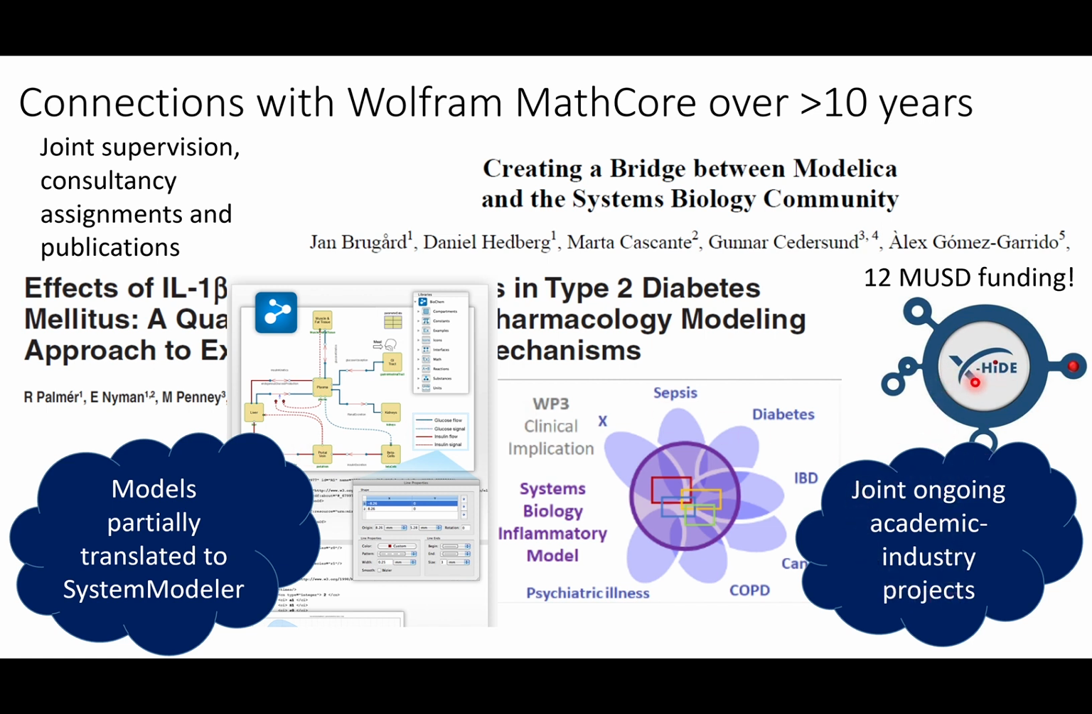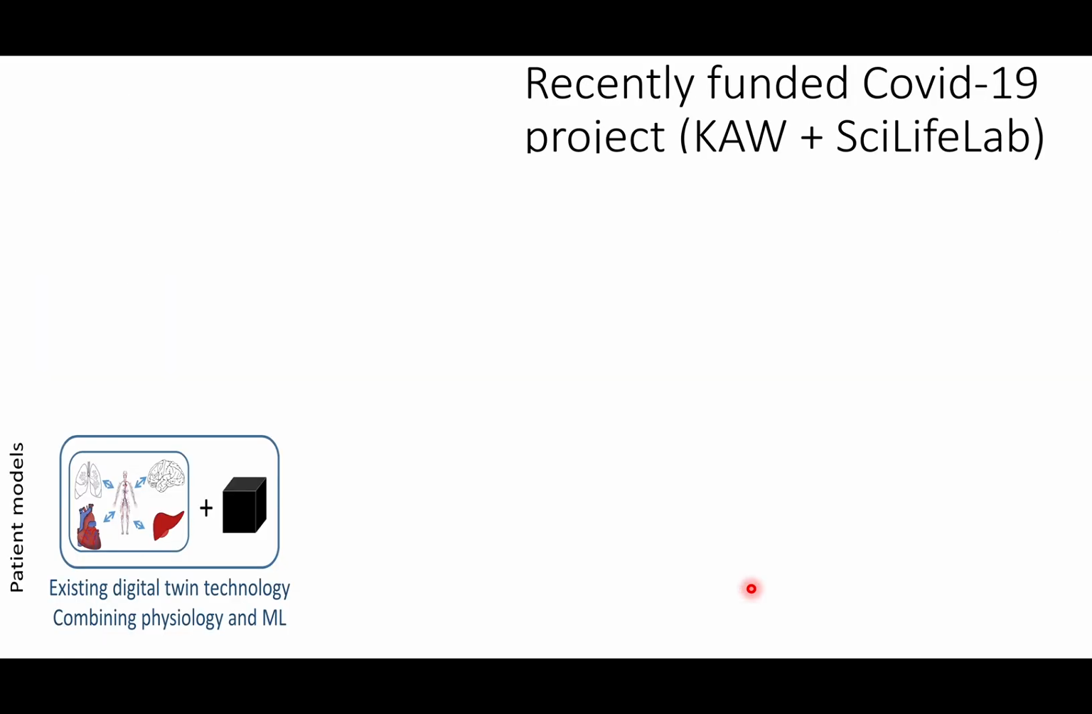So for instance, XHIDE here, which has a $12 million funding, and the money goes to develop this type of systems biology models for inflammation in all sorts of applications, and which now of course also will include COVID-19.